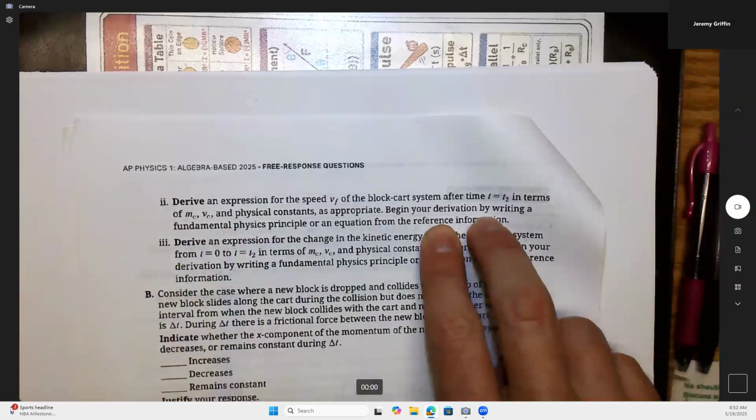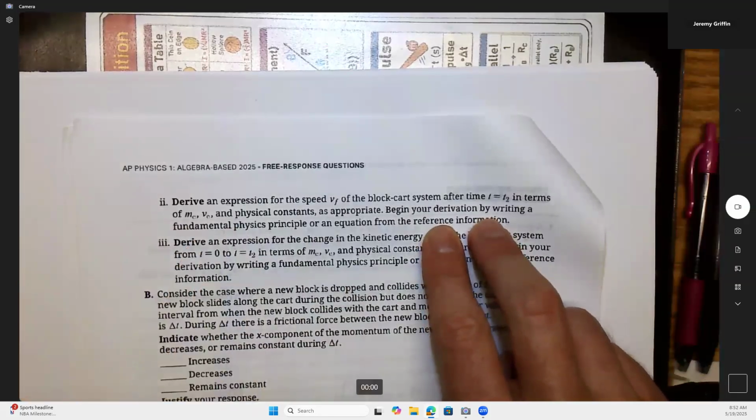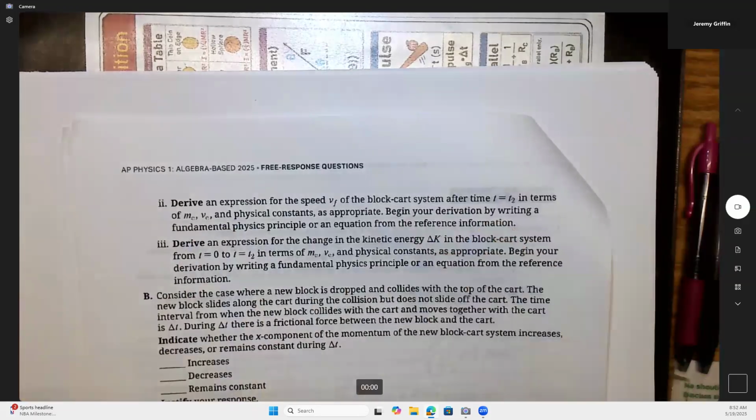What fundamental principle are you talking about again? Yeah, conservation of momentum. Okay, so let me show you guys what I got, line by line.